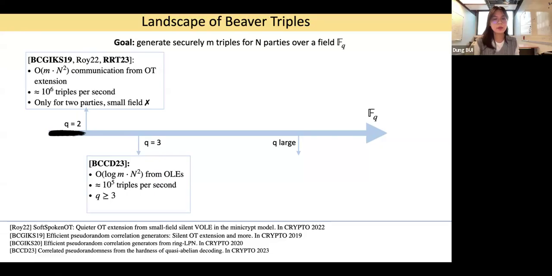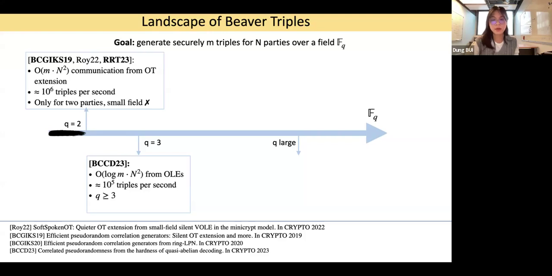And if we go up to P equal 3, then we have the Crypto 2023 work. It gets the pivot triple from Ealy, with logarithmic communication cost, meaning log n times m squared, where m is the number of triples that we want, and it gets 10^5 triples per second. And it works for fields, but the framework doesn't work for fields smaller than 3. So let's say that it doesn't work for a field of size 2.